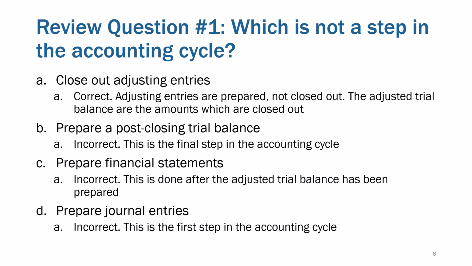It's closing out adjusting entries. We don't close out adjusting entries. We close out income statement accounts. So we close out revenue and expense accounts. So yes, there are adjusting entries. Yes, we do closing entries. Well, we do close things out, but we don't per se close out adjusting entries.